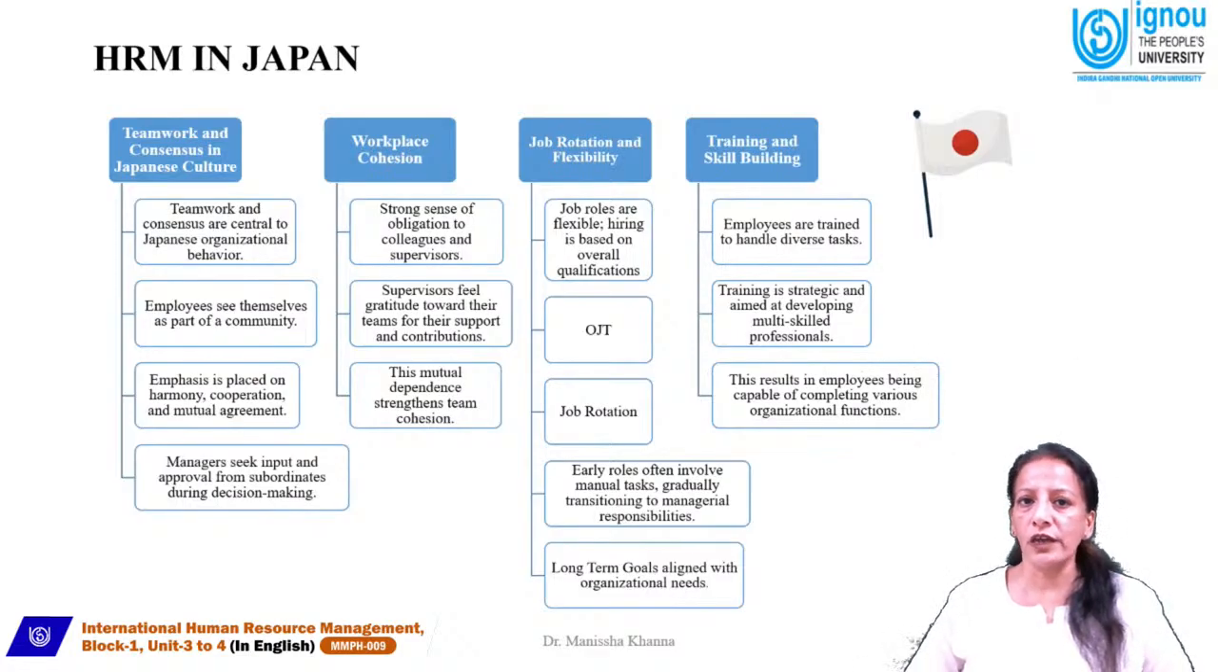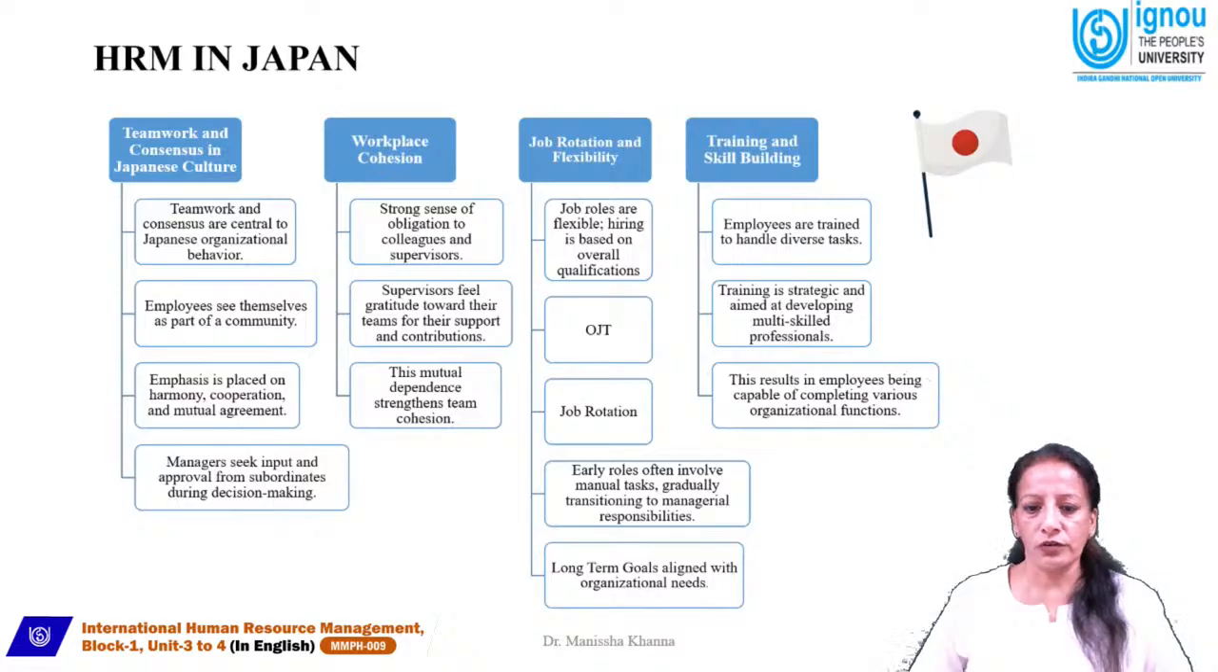Workplace cohesion: there is a very strong sense of obligation to colleagues and supervisors as far as HRM is concerned. This mutual dependence strengthens the entire team cohesion. Job rotation and flexibility: job roles are very flexible. Hiring is based on overall qualifications. So, on-the-job training happens within the organization. Job rotation is done to make them experts and give them experience of every job role.